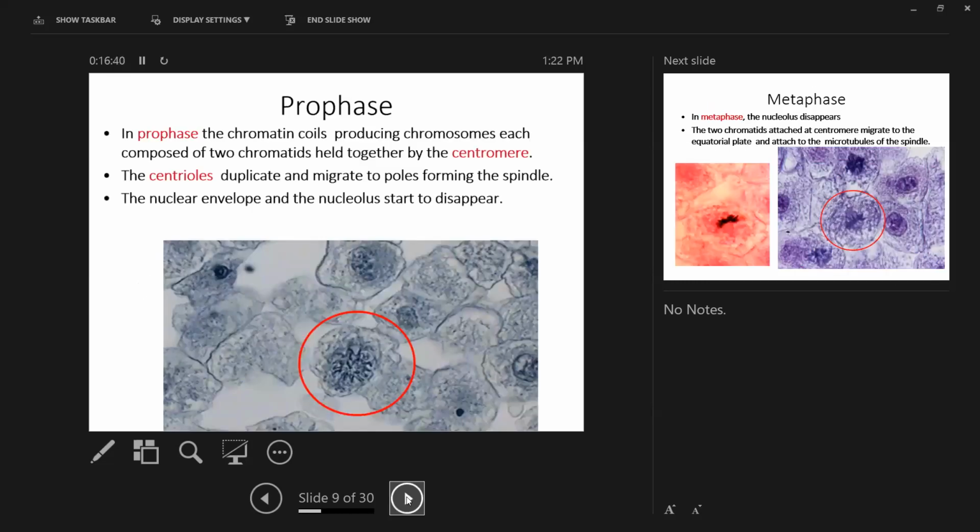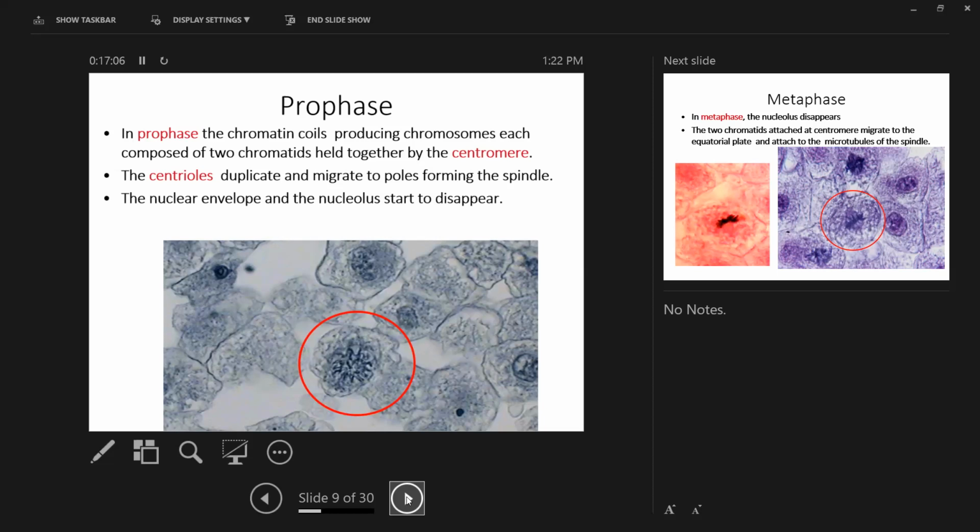In prophase, the chromatin, the combination of the protein histone and DNA, start to condense. They start to condense and they produce chromosomes. The chromosomes consist of 2 parts called chromatids. We actually call them sister chromatids. They're held together by something called a centromere.